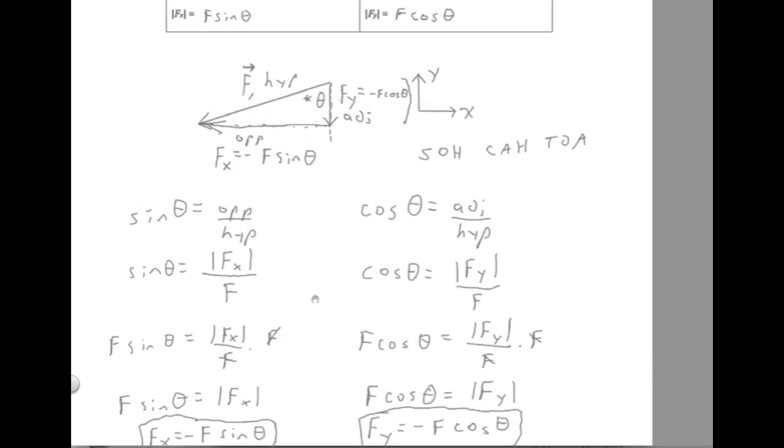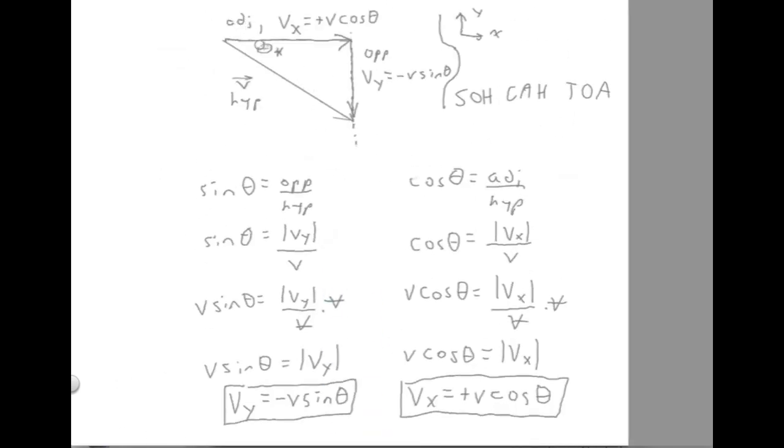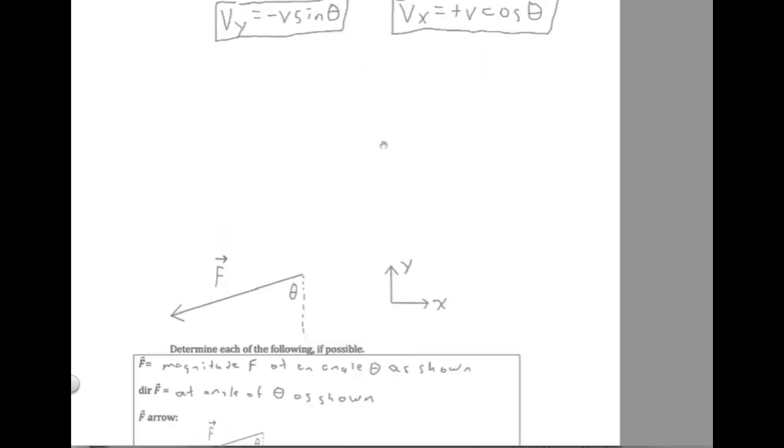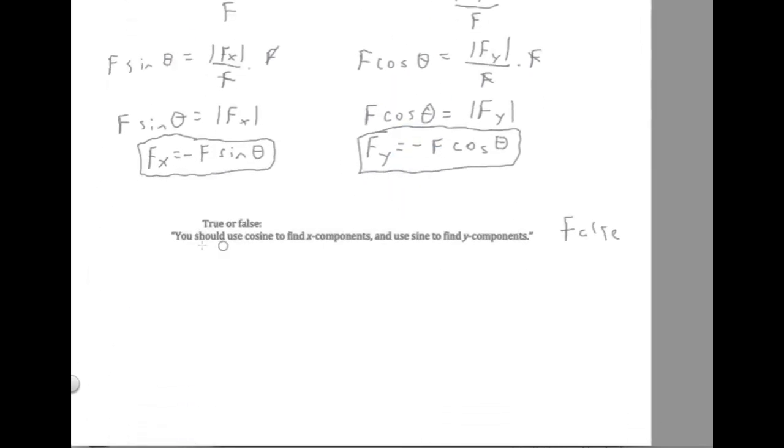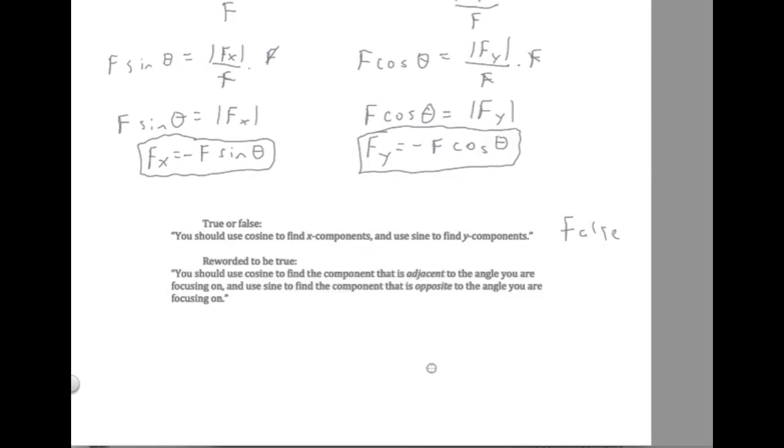Why were these two problems different? Well, it's because in this problem we were using an angle with the vertical. And in this problem we were using an angle with the horizontal. But rather than trying to memorize that as a way of figuring out what to do, how would you reword this so it is true? Well, as we discussed before, the one thing that's always true is you use cosine to find the adjacent component, and sine to find the opposite component based on the angle that you're focusing on. That's why we put in the asterisk so we know which angle we're focusing on.